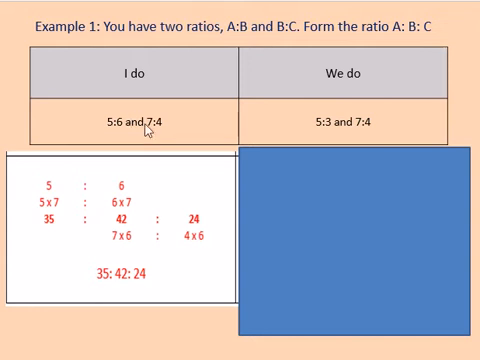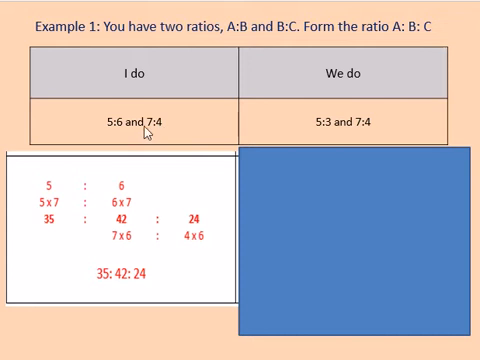So you could choose a common multiple or the lowest common multiple, but probably the easiest thing to do is to multiply all of this ratio by 6 and all of this ratio by 7. And you'll see why in a moment. So let's multiply all of the first ratio by 7. So 5 times 7 gives 35. 6 times 7 gives 42. So the first ratio is now 35 to 42.